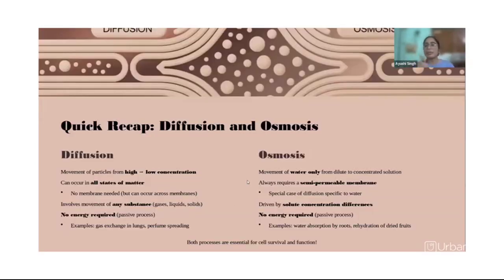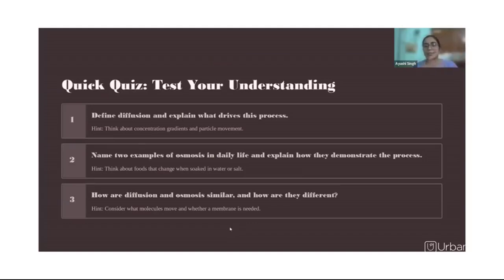Okay, so we talked about diffusion, we talked about osmosis here, and we saw how in real life these things can mostly be seen. And they both do not need any kind of energy. Both processes are nothing but movement of particles from higher concentration to lower, but osmosis specifically talks about water. Now you can answer these questions.